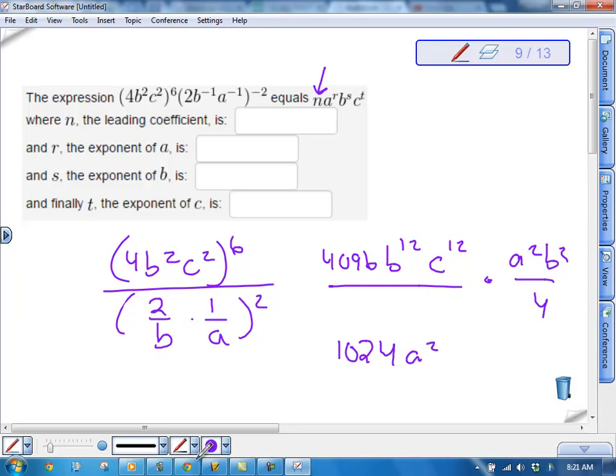B to the 12th times b squared. When you multiply like bases, you add the exponents. So 12 plus 2 is 14, sorry, b to the 14. And then c to the 12th. So that's what I'm looking at, which means my leading coefficient is 1,024. The exponent on a is 2, the exponent on b is 14, and the exponent on c is 12.